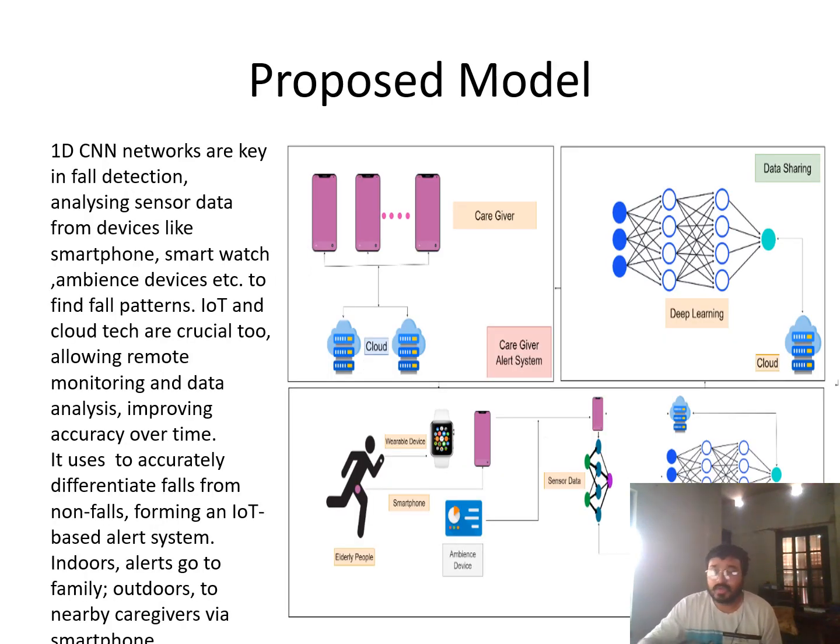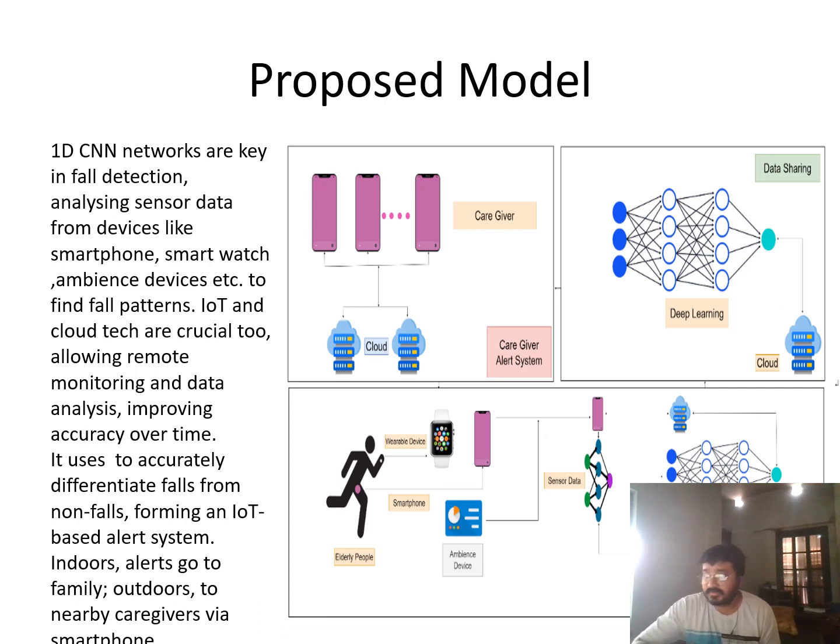Proposed model. To address fall detection among the elderly, we are currently designing a revolutionary system that combines smartphone and ambient device technology. Our proposed system utilizes a deep learning model like 1D CNN to create a highly accurate fall detection model capable of distinguishing between falls and non-falls. The model forms the basis of an IoT-based alert system that incorporates both a smartphone and an ambient device, enabling the detection of falls both indoors and outdoors.